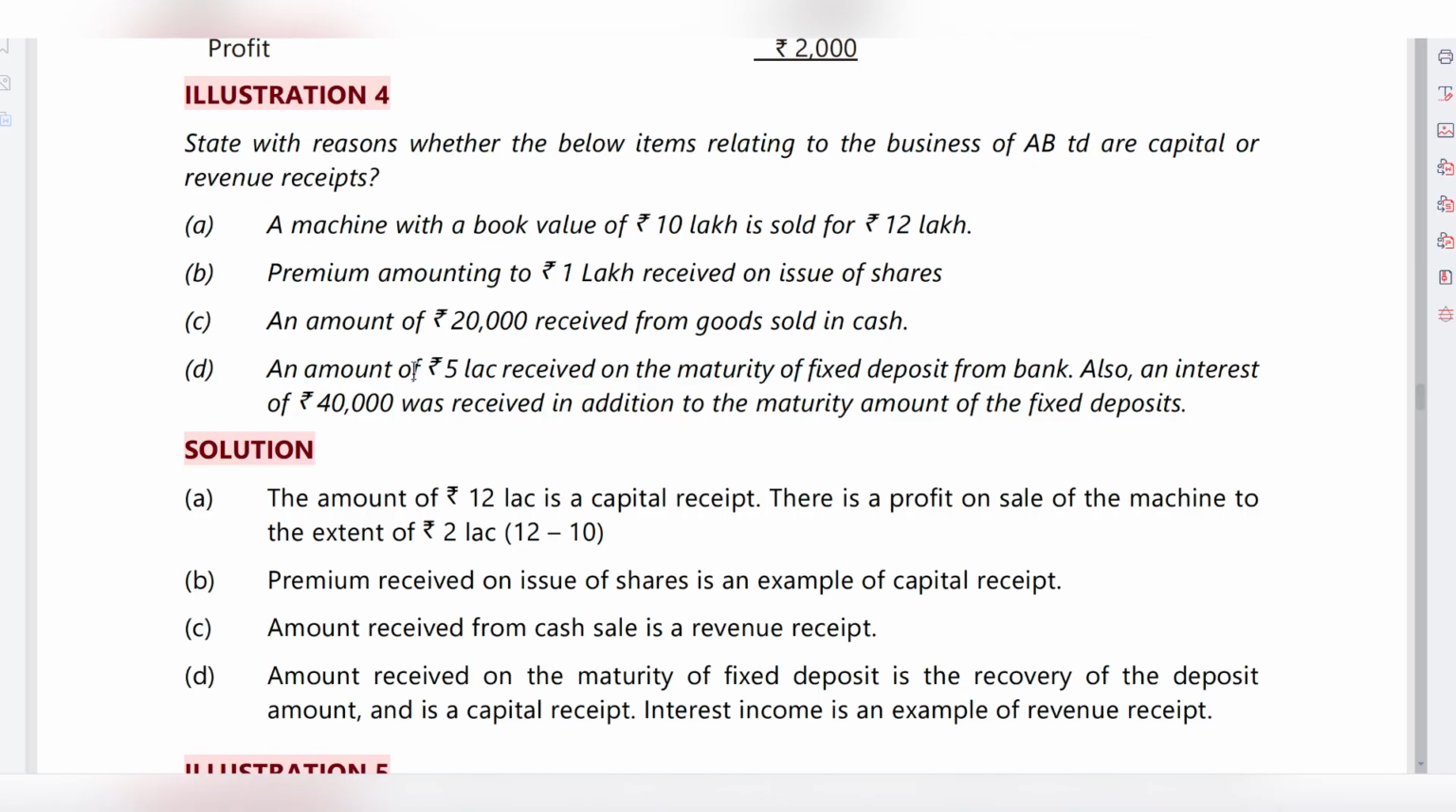An amount of 20,000 received from goods sold in cash. Amount received from cash sale is always revenue receipt. An amount of 5 lakh received on the maturity of fixed deposit from bank. Also an interest of 40,000 was received in addition to the maturity amount of the fixed deposit. Amount received on the maturity of fixed deposit is the recovery of the deposit amount and is capital receipt. Interest income is an example of revenue receipt.